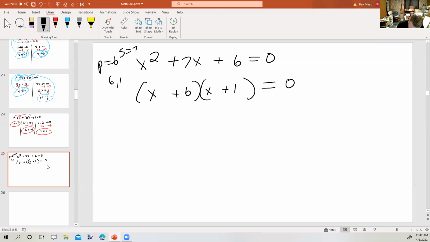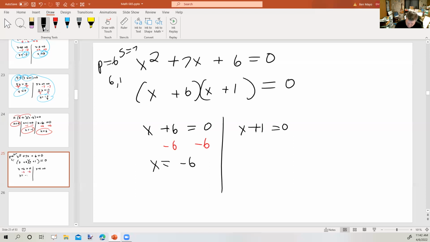So then I'm going to take each factor that contains a variable, set it equal to 0, and solve it. So x plus 6 equals 0, subtract 6 from both sides of the equation, x equals -6. X plus 1 equals 0, subtract 1 from both sides of the equation, x equals -1. Well, let's check our work.